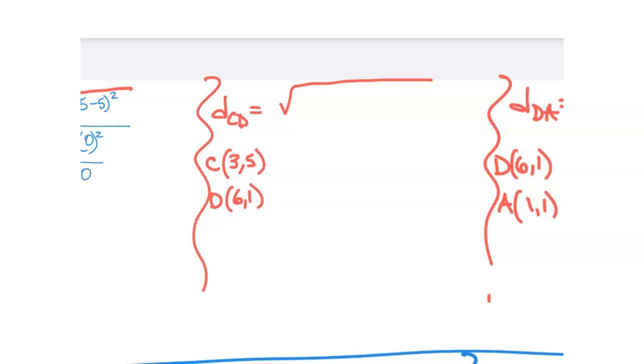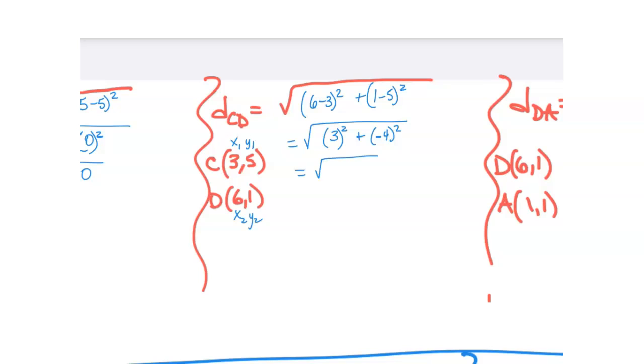Side CD, we have x1, y1, x2, y2. Plugging it all in, 6 minus 3 squared plus 1 minus 5 squared. 6 minus 3 gives us 3 squared plus 1 minus 5 gives us a -4 squared, which is equal to 9 plus 16, which gives us once again 25. The square root of 25 is 5. So 5 units long for side CD.